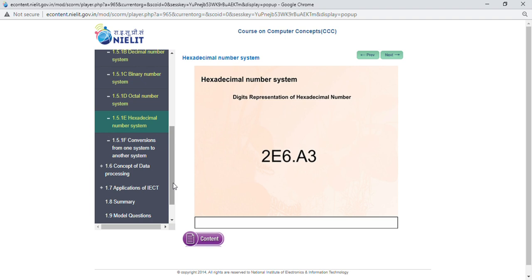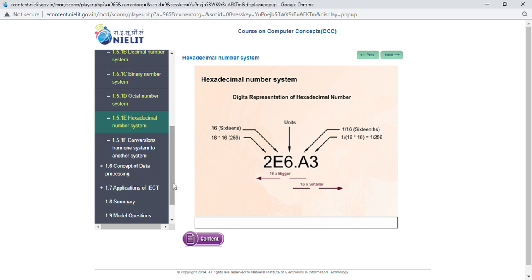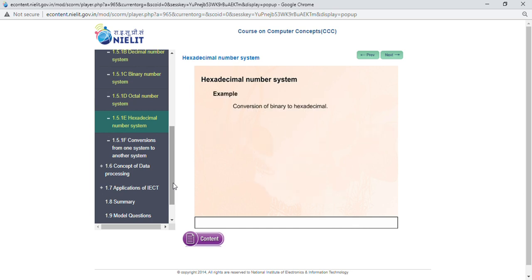Digits representation of hexadecimal number. Example, conversion of binary to hexadecimal.